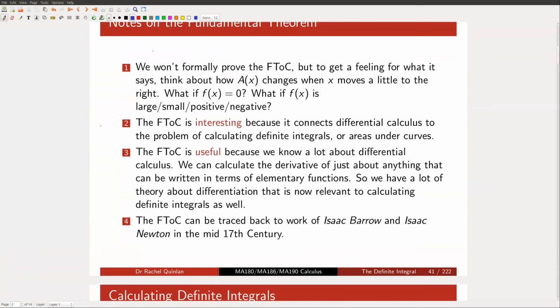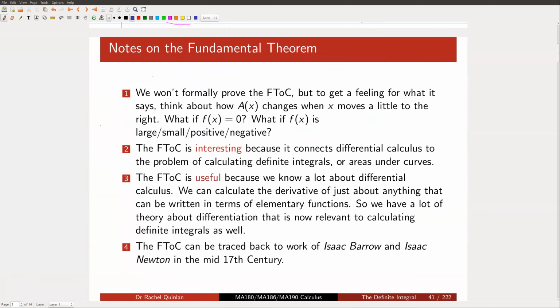Okay, so that's where we're at this point. And we're going to move on a little bit now to more practical concerns, as I said. The fundamental theorem will still be our key theoretical tool, but we won't be referring to it as much. We're not going to formally prove it, but if you want to look at a proof, you'll certainly find one in Stewart's book or other calculus textbooks, and you'll find some more discussion about it in the lecture notes. But I think it is useful to think about how this area accumulation function is changing when x moves around, and you can get a feeling there for what this theorem is really saying.